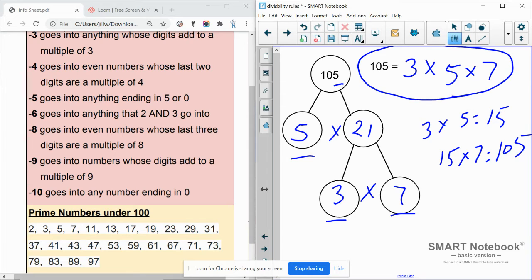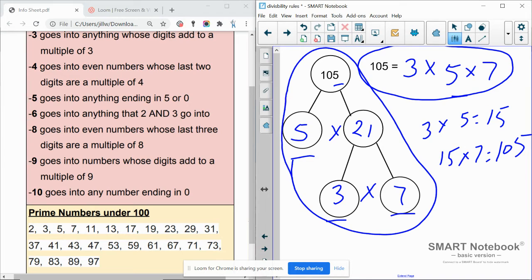Let's understand the difference. The prime factorization is the multiplication problem. This section over here that I'm circling right now, that's called the factor tree. That helps me to find the prime factorization. It's not actually the prime factorization. The prime factorization is this final answer that we get after we do the factor tree. Okay? So let's do one more together.